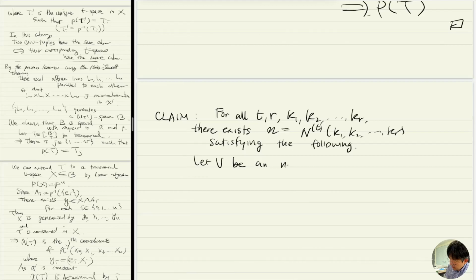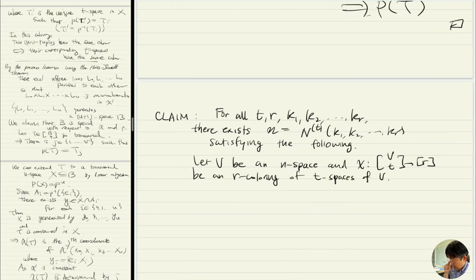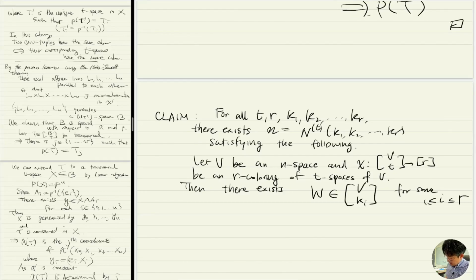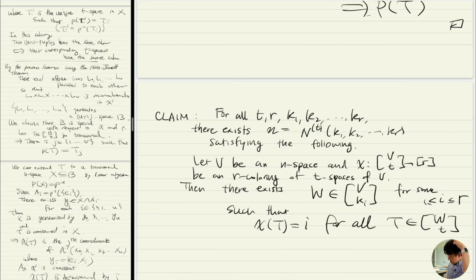Let V be an N space and chi be an R coloring of T spaces of V. Then there exists W, which is a K_i subspace of V for some i, such that chi(T) is i for all T in the T subspaces of W.